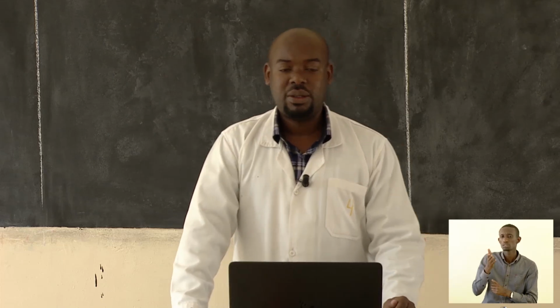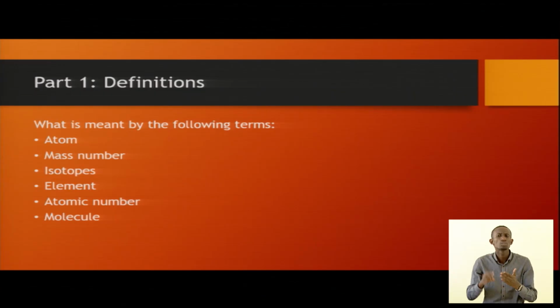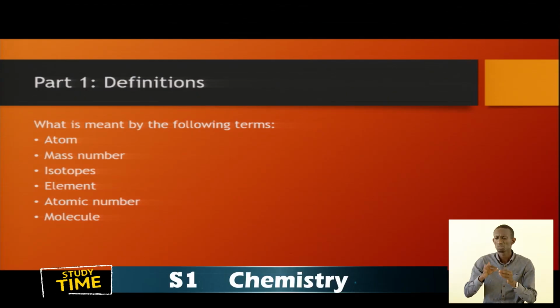What is mass number? Think about it, please. How did we define mass number?